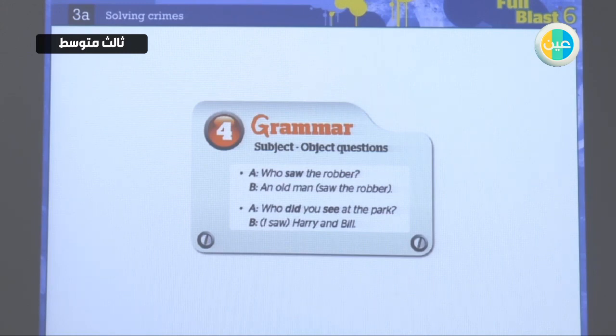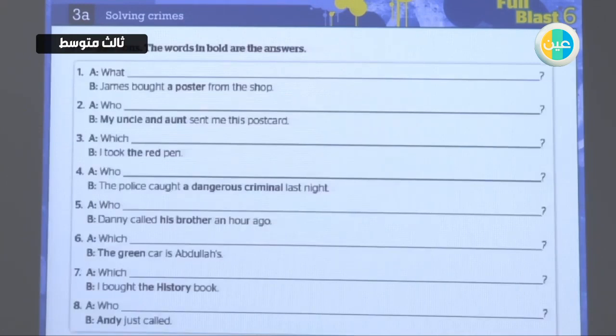Okay, let's move to the following task related to the subject-object questions. The first one, what? The answer is James bought a poster for the shop. So we're asking here about the word in bold. What do you think the question should be? Okay.